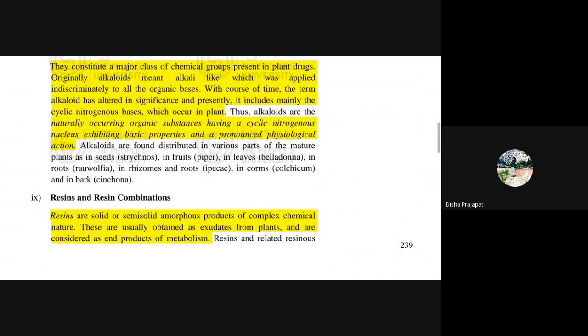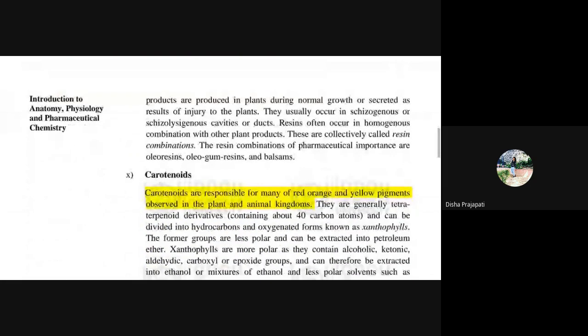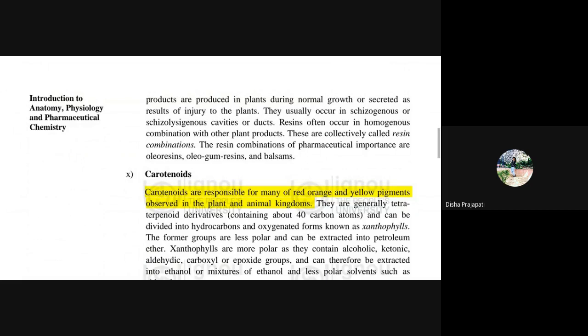Resins and resin combination. Resins are solid or semi-solid amorphous products of complex chemical nature. These are usually obtained as exudates from plants and are considered as end products of metabolism. Carotenoids. Carotenoids are responsible for many of the red, orange, and yellow pigments observed in plant and animal kingdoms.